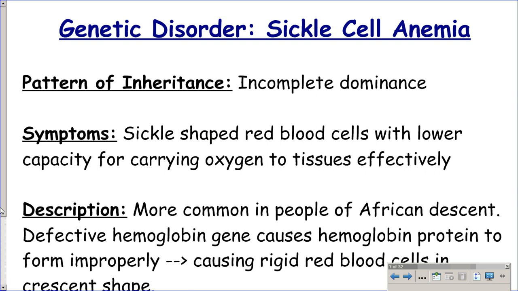All right. 10, 9, 8, 7, 6, 5, 4, 3, 2, 1. Back to your seats. Write this down right now and then we'll talk about it. This is the only disease we're going to talk about with this particular type of inheritance.